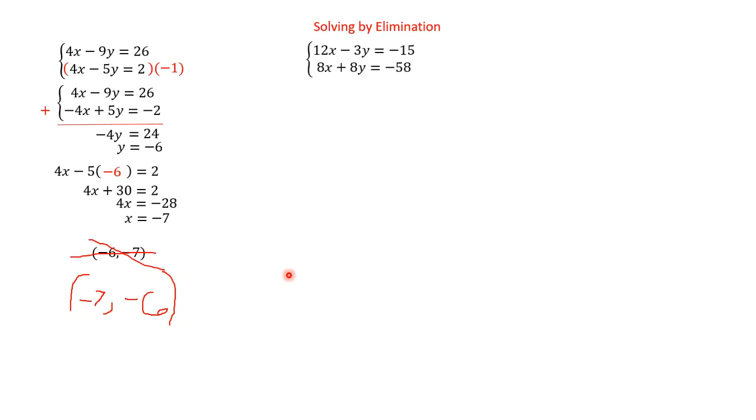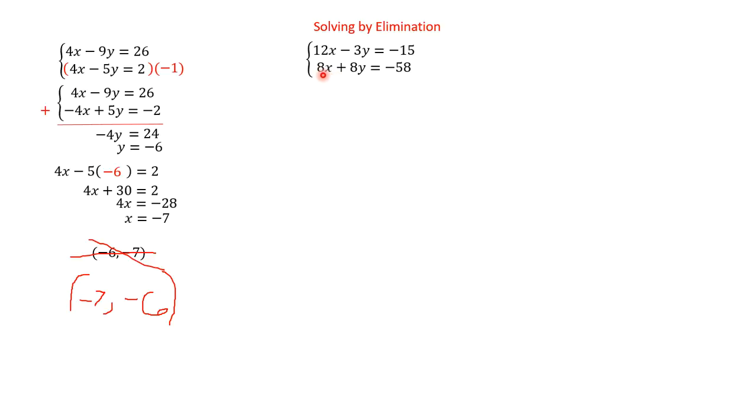Another one. So here we have 12x minus 3y equals negative 15, and 8x plus 8y equals negative 58. So we don't have the same number like we did over here. It was 4 and 4. Here they're all different. We need to make the same number. We may need to multiply both equations by a number.